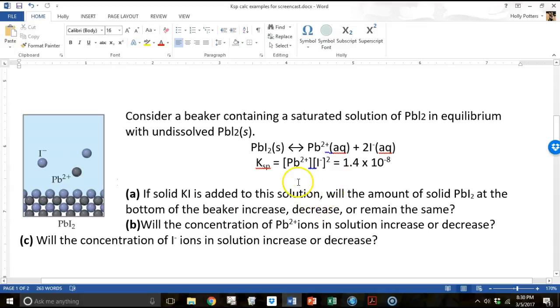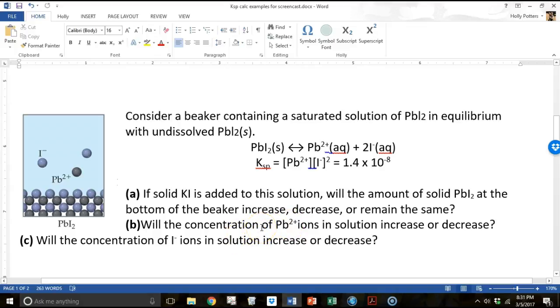If that's what's happening, then that also means if we're shifting left, that we're going to be using up the lead ions and the iodide ions in that process in order to reform some of the solid. So the lead concentration will be decreasing. So that's what part B here is asking us about.